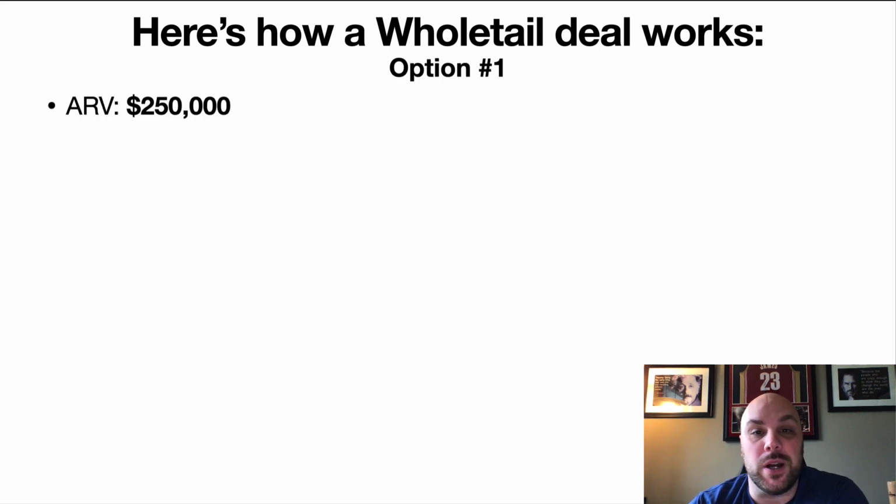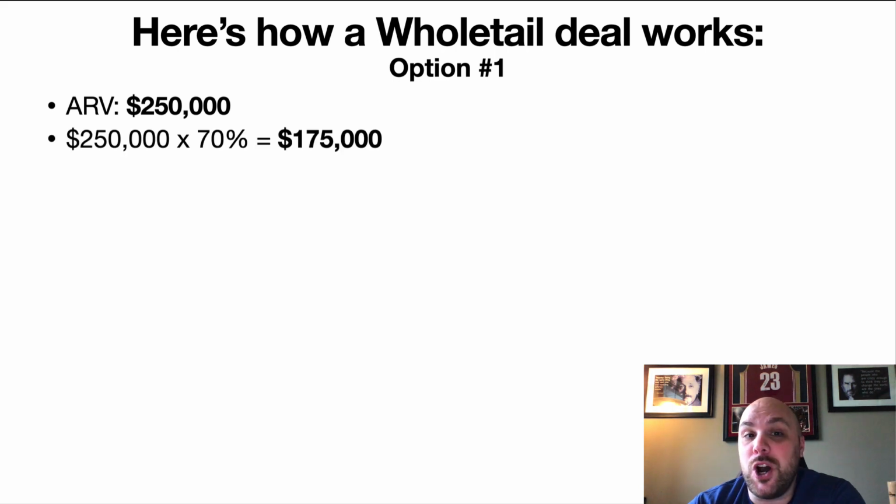So this is option 1, and we have an after repair value of $250,000. That equates to $175,000 once we do the 70% rule. And that 70% rule is not going to apply to every single deal. Some deals are going to be completely different.